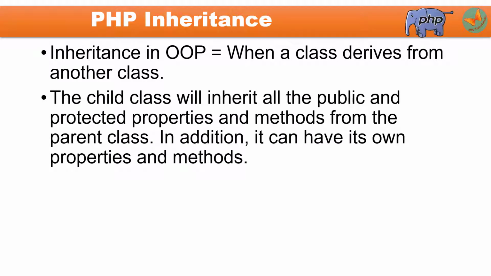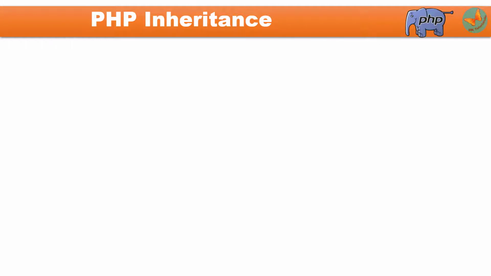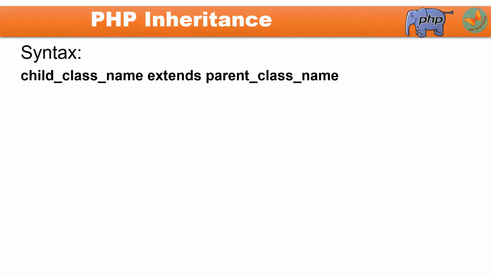Here, the child class will inherit all the public and protected properties and methods from the parent class. In addition, it can have its own properties and methods. An inherited class is defined by using the extends keyword. Now let us see the syntax. Here the child class name is there, extends parent class name, and after that the body of the child class. The child class will inherit all the properties and methods of its parent class, plus it can have its own properties and methods.